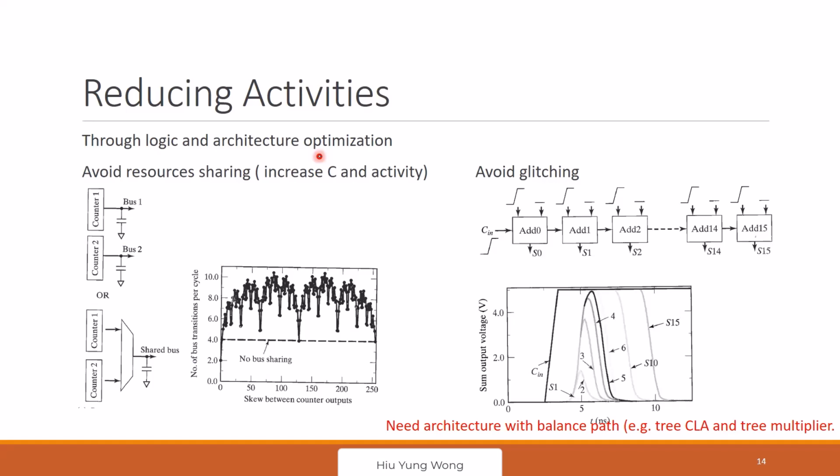So similarly, there are many activities that we can do in the CPU to reduce the power consumption. One of them is to avoid resource sharing. That is interesting. For example, let's say I have a counter, and for some reason, in a very extreme case, it always gives 1.